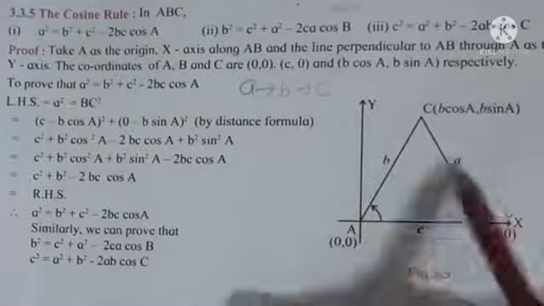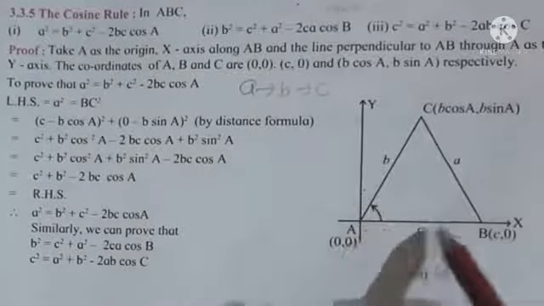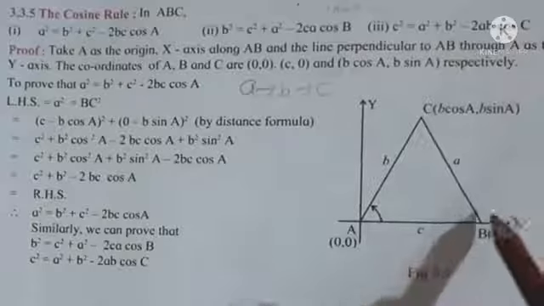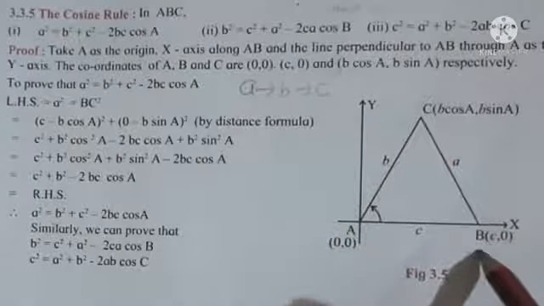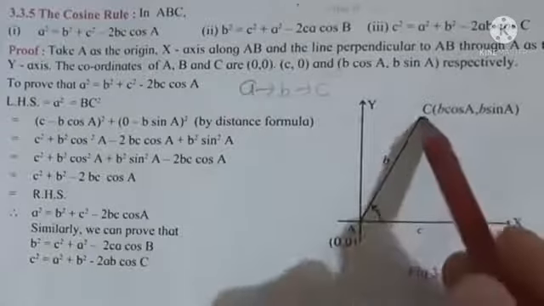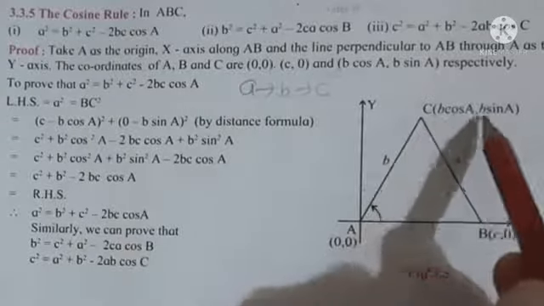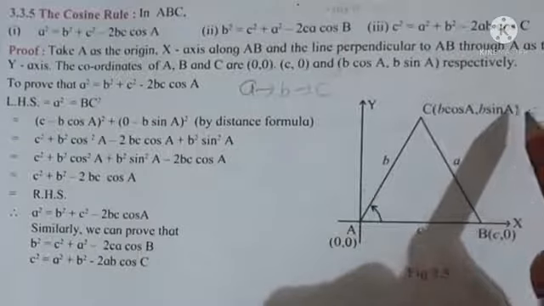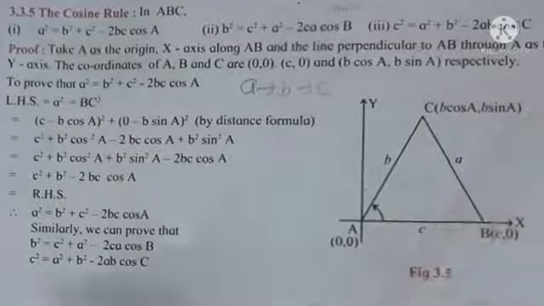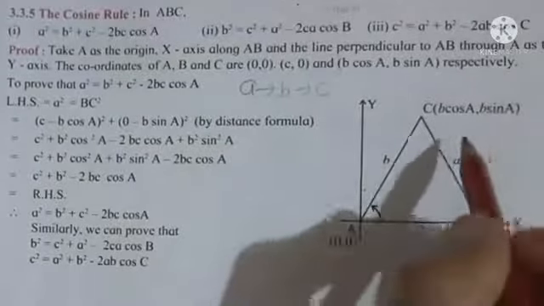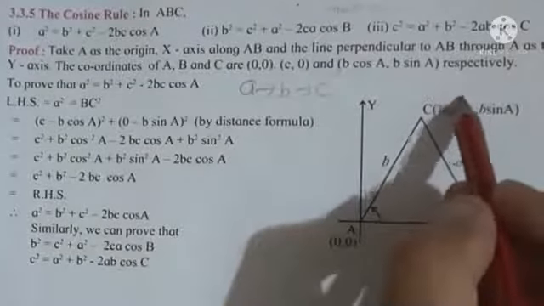Now here triangle ABC is formed. AB side is c, BC is a, and AC is b. So B is (c, 0). And what is the C? (b cos A, b sin A) respectively. Okay, how does this become the x and y coordinate?